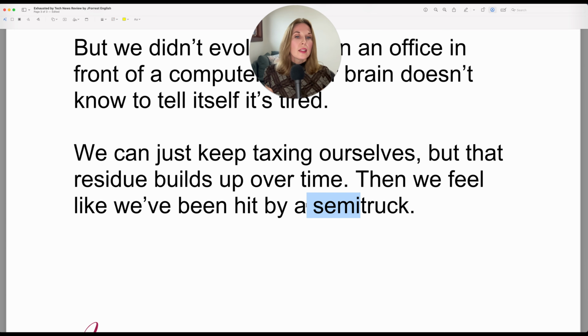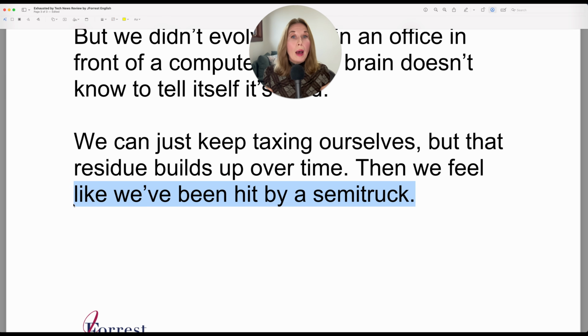So do you know what a semi-truck is? It's a giant truck that carries large amounts of supplies. It has 18 wheels on it, for example, that you see on highways. So that's the style of truck, a semi-truck. Of course, this is just a metaphor, because what would it feel like if you were hit by a semi-truck? Obviously, very painful, very negative. So they're trying to give you that metaphor of how terrible you feel in your body because of the exhaustion caused by technology.